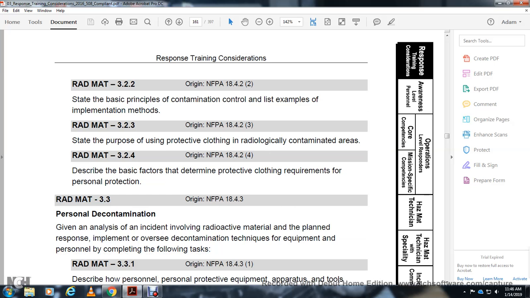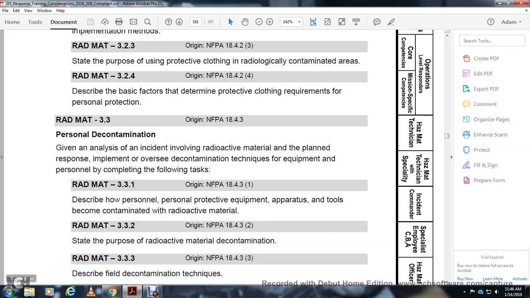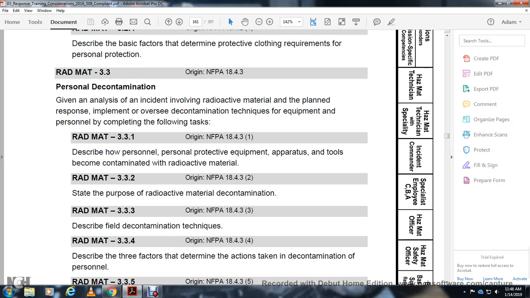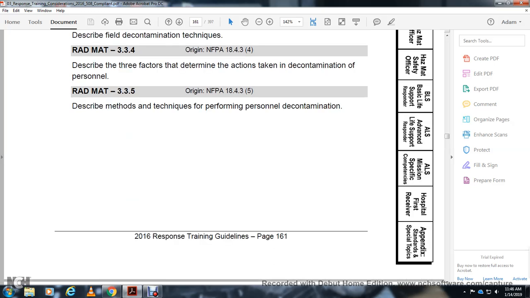Given the analysis of the incident involved with the radioactive material, plan the response and implement overseeing the decontamination technique with equipment and personnel, completing the following tasks. Describe how the personal protective equipment and operative tools may become contaminated with the radioactive material. State the purpose of the radioactive material decontamination. Describe the field of the decontamination technique and the factors that determine the action to take with the decontamination of the personnel. Describe the method and technique of performing the personnel decontamination.